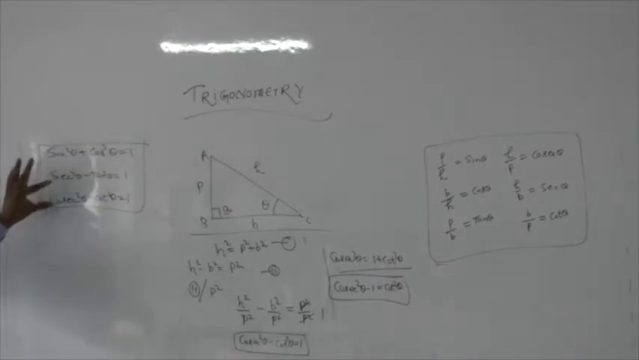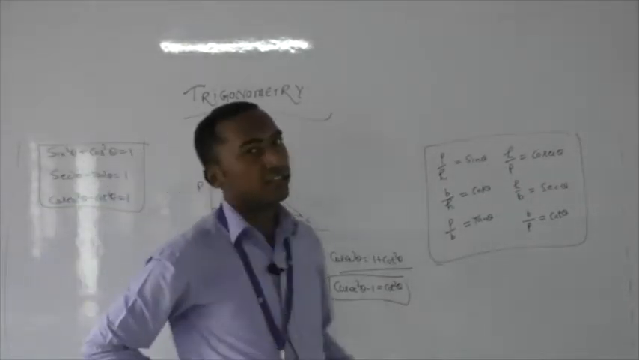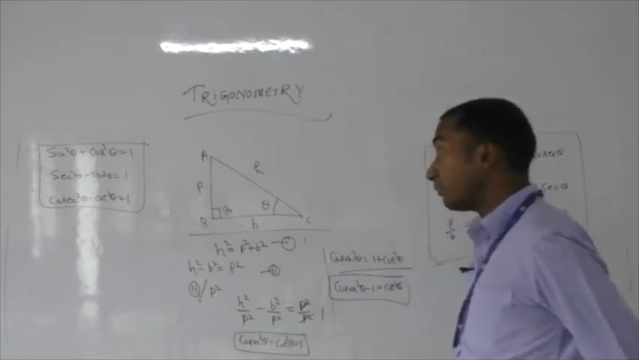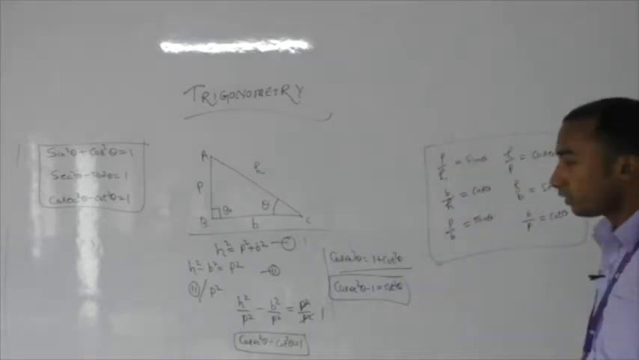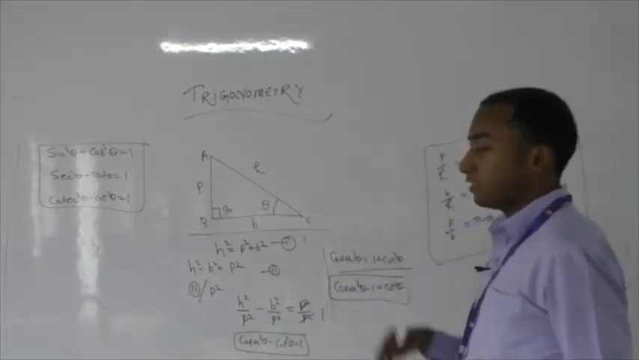So what are the 2 more relations? These are the relations. Cosec square theta is equal to 1 plus cot square theta, and sec square theta is equal to 1 plus tan square theta, and sin square theta is equal to 1 minus cos square theta. Okay, so we will solve some questions based on these concepts.